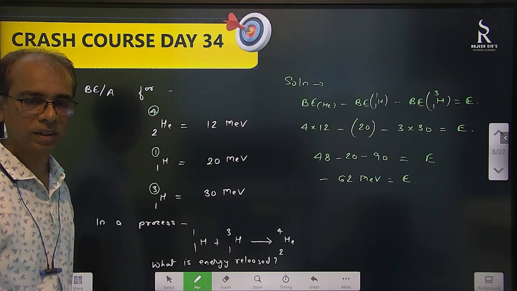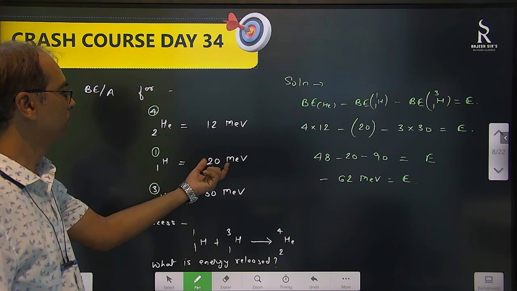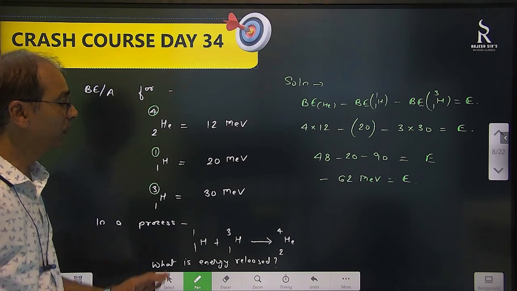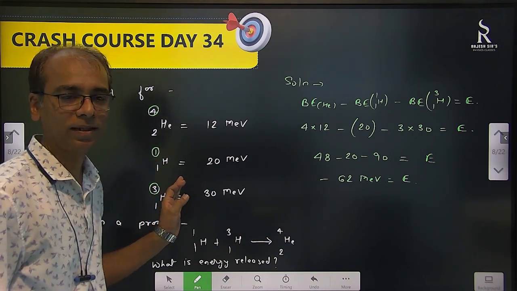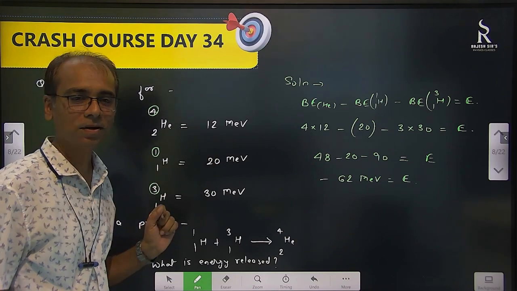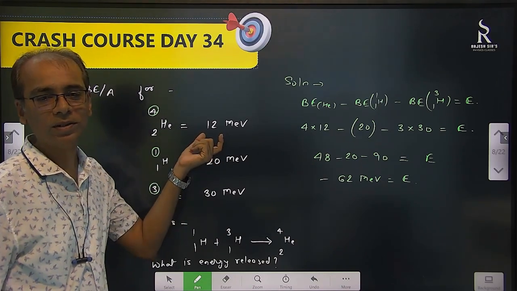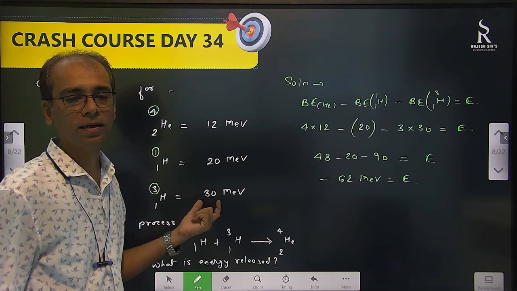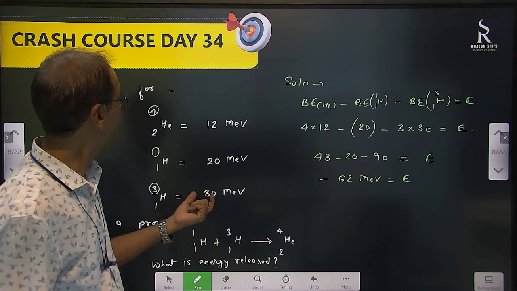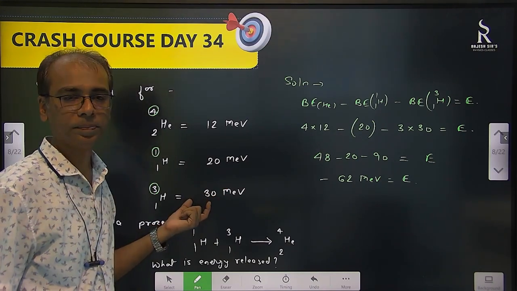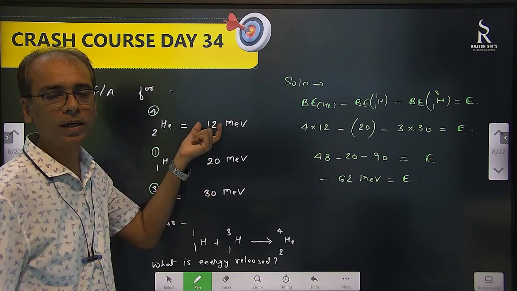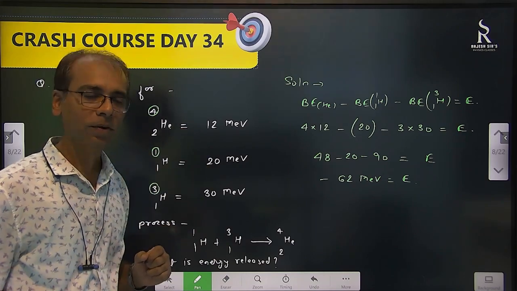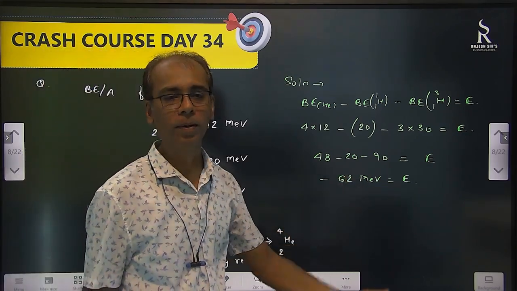Correct or not? Because here this is the binding energy, and here binding energy seems to be 12. In fact, the values I have taken like this only. This seems to be more stable than this. Here binding energy per nucleon is only 12, whereas here is 20, and here it's 30. These two are more stable than this one. So the values taken are wrong. That's why answer is also coming minus 62 MeV.